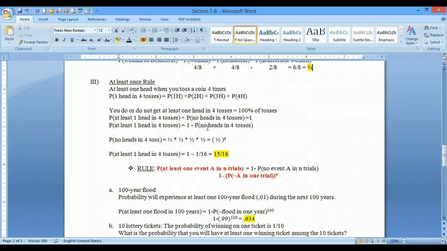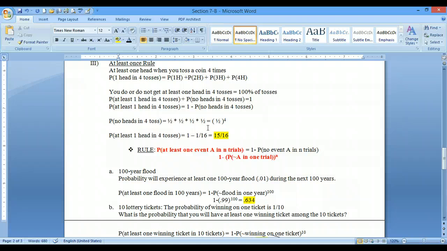Roman numeral 3, the at least once rule. The at least once rule, so let's look at it from this way. Let's see if I can have at least one head when I toss a coin 4 times. So if I'm looking at least once, the probability of at least one head in 4 tosses, that means I'm looking for 1 head, or 2 heads, or 3 heads, or 4 heads, and or means add. So I'm going to add all those together.